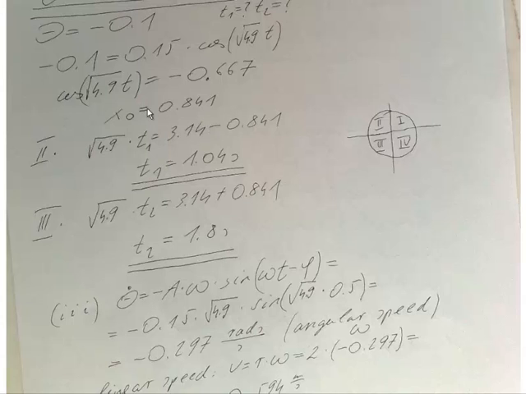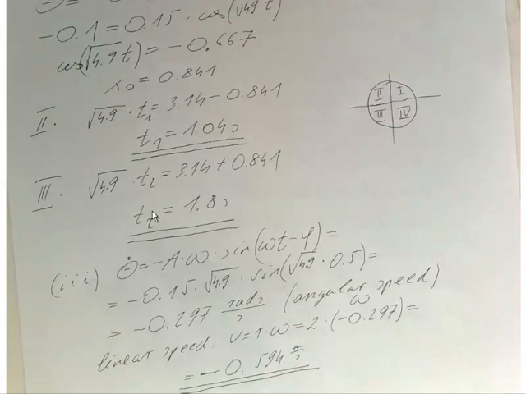In the second quarter the rule is pi minus x0, so this value is equal to pi minus x0. So we get the first time, and in the third quarter the rule is this angle is equal to pi plus x0. So we get t sub 2 is equal to 1.8 seconds.